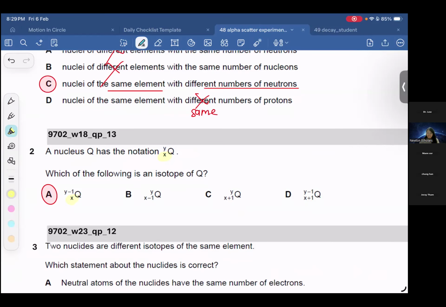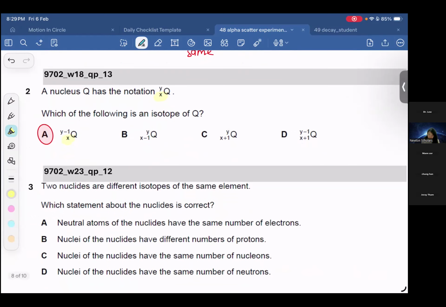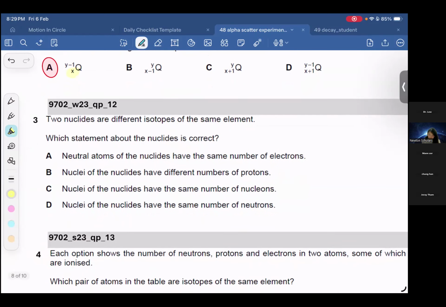Chonghan, yes. Okay, dear. Let's go to question number 3. Two nuclei are different isotopes of the same element. Okay, they are isotopes. Which statement about the nuclei is correct? They are isotopes of the same element.